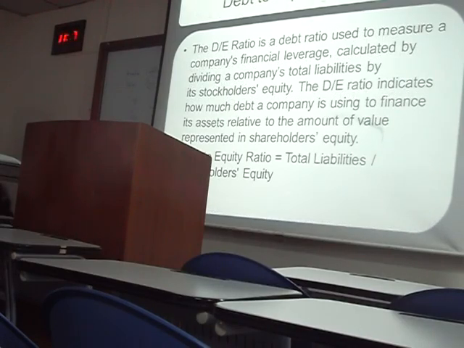Debt to equity ratio is a little bit different. Debt to equity is debt over equity. It's also showing the amount of debt the company has, but this time, instead of putting liabilities over assets, we put liabilities over equity. So we have 90 over 10 equals 900%. 900% looks like a big number. So that company has a lot of debt, a high debt to equity ratio.